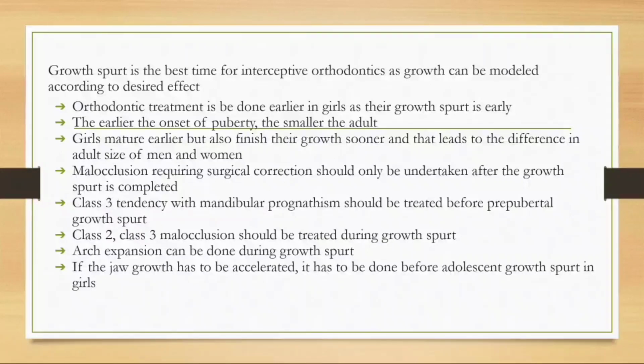Class 3 tendency with mandibular prognathism should be treated before the prepubertal growth spurt. Class 2, class 3 malocclusion should be treated during the growth spurt. Arch expansion can also be done during the growth spurt. It always helps the expansion, because we can use the potential of the growth spurt. If the jaw growth has to be accelerated, it has to be done before the adolescent growth spurt in girls.